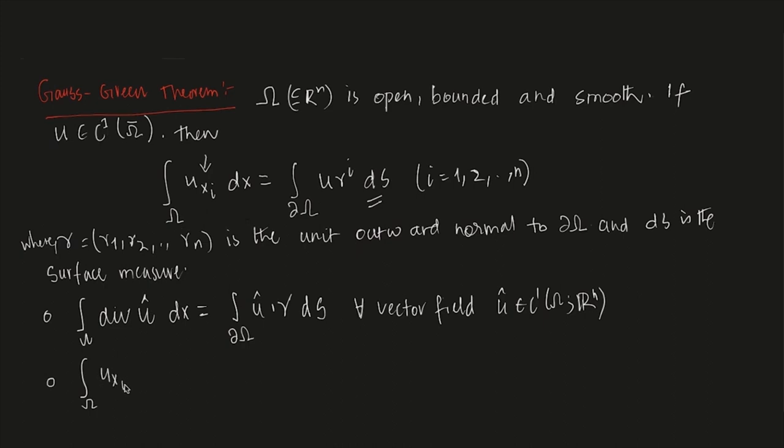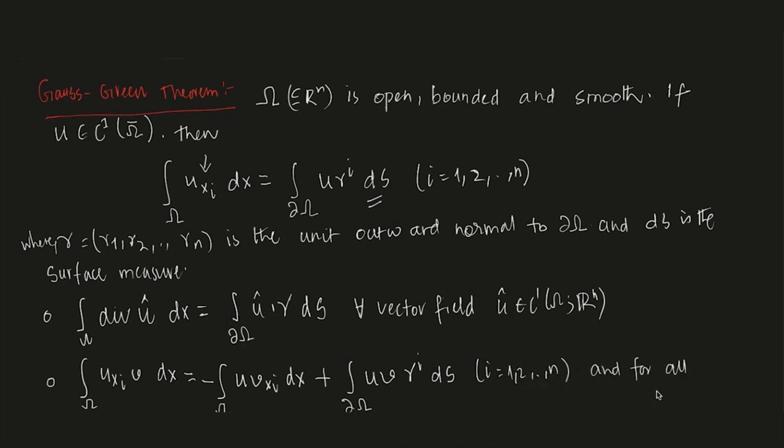So that gives you the integral over omega of u_xi v dx equals, with a negative sign, the integral of u v_xi dx, plus a boundary term. How are you getting this? See, if you replace u with uv, by the Leibniz rule, (uv)_xi is u_xi v plus v_xi u, and you have a boundary term. What is the boundary term? Plus the integral over the boundary of uv gamma_i ds, and this is of course for i equals 1 to n, and for all v in C1 of omega bar, clear?